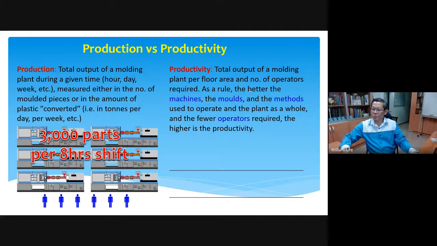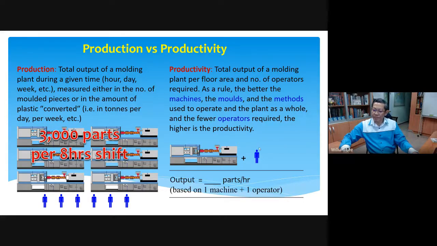So as a rule, the better the machine you use, the better the methods you use to operate the plant as a whole. And if you use fewer operators, the higher the productivity. So for example, here you have one machine, one operator. And here we say that the output is, let's say, 120 parts per hour, right? So based on one machine, one operator, you can produce 120 parts.